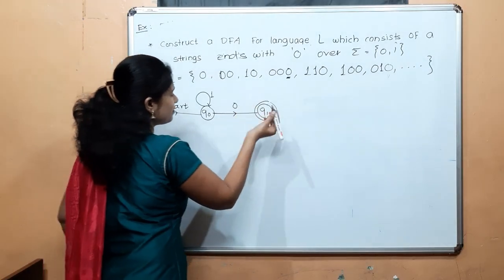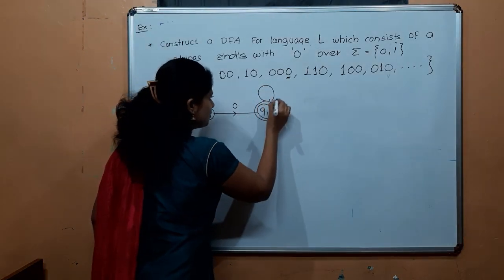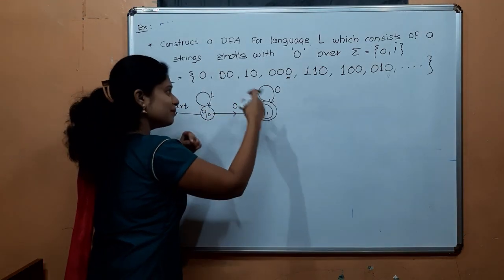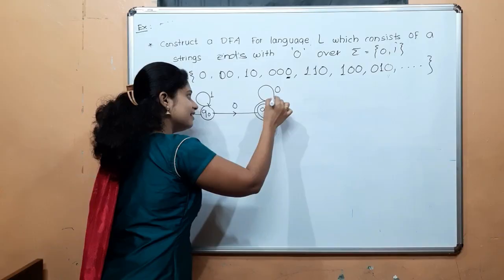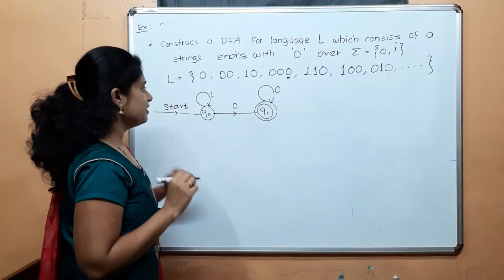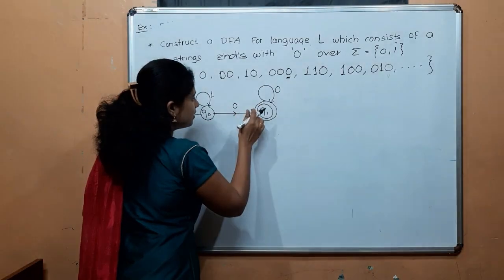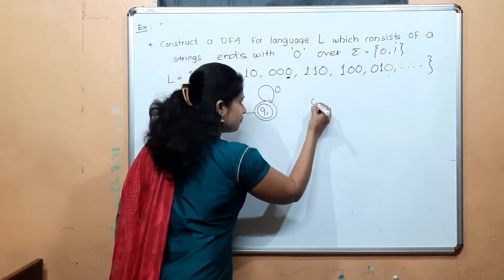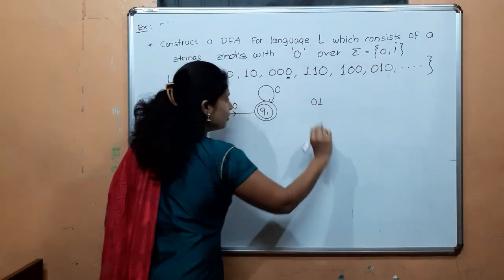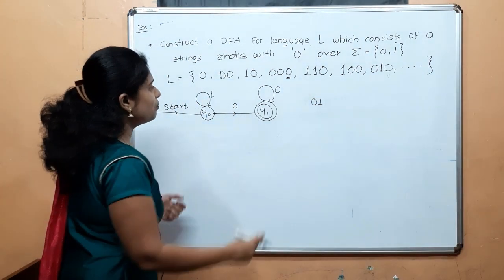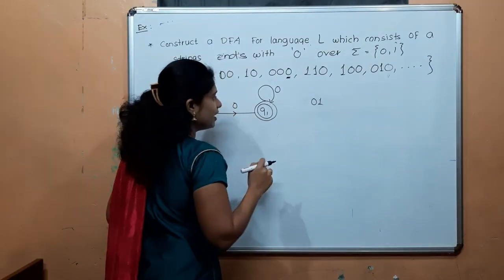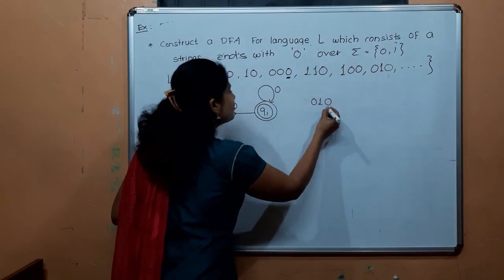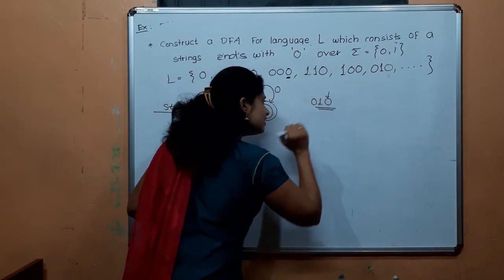Okay, now see here. Ends with 0, then any number of 0s can occur here. If the string ends with any number of zeros, then here we can write the self loop of the 0. Now see here, if 1 occurs after this 0, then how do we make this string valid? Okay, then if we go to the 0, at that time this string will be valid, because it ends with 0.